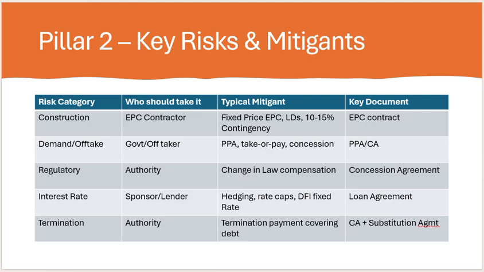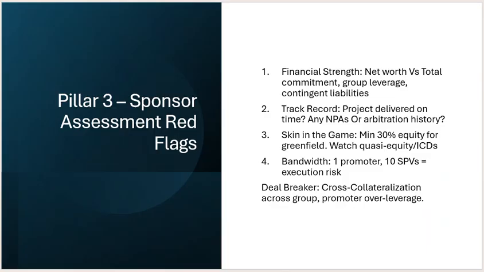So let's move on to the next slide, guys, where we are going to discuss the sponsor assessment red flags. Here we discuss the financial strain, track record, skin in the game, and the bandwidth. First, the financial strain: the net worth versus the total commitment, the group leverage, or the contingent liability. So we do the analysis of the financial strain.